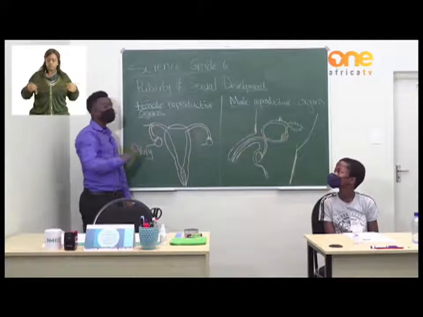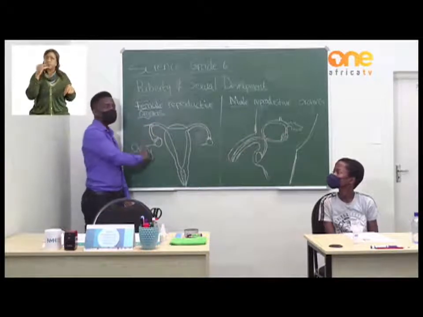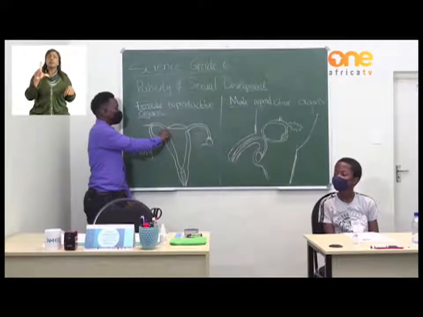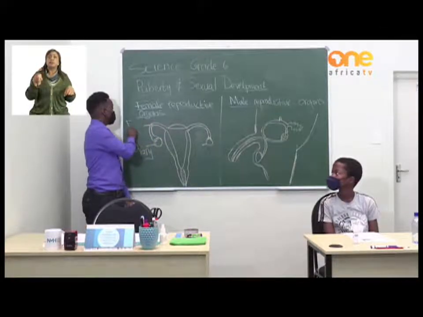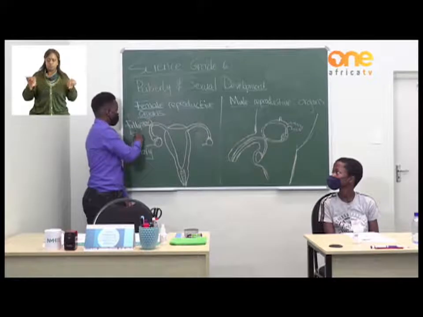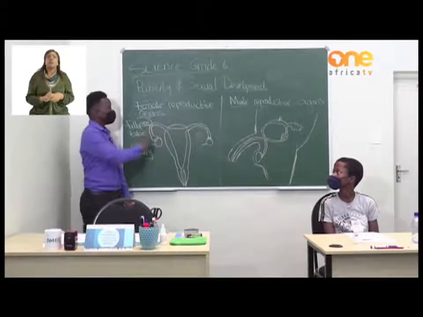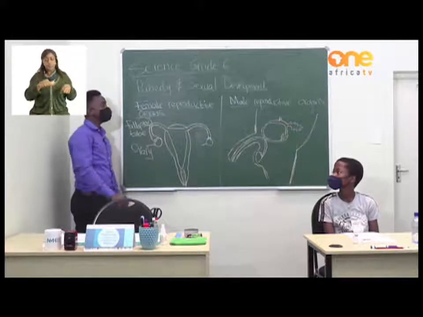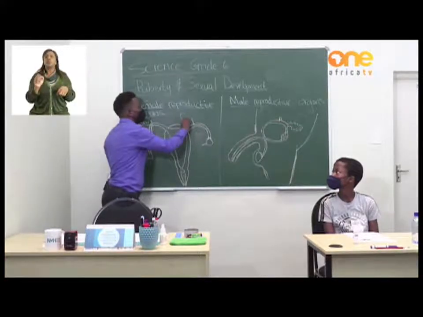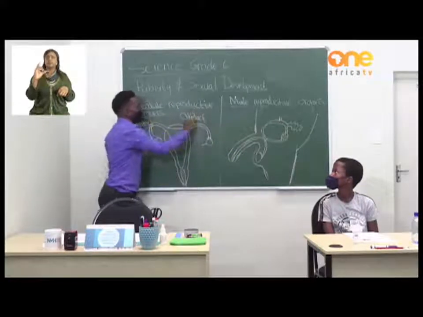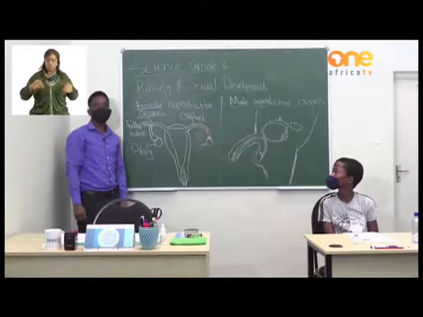Then from the ovary, we have another structure, which is right here. It is actually a tube that is coming from the ovaries, and it goes all the way to another structure. This structure is known as the fallopian tube. And there are also two sets of these. Another name for the fallopian tube is the oviduct.